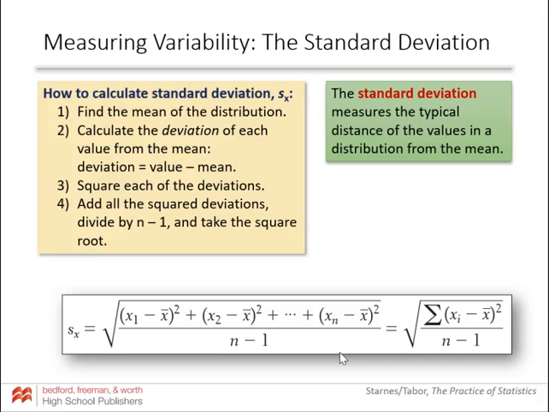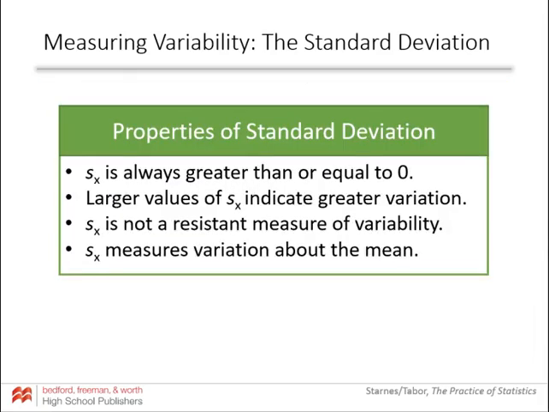I'm going to show you how to get this on your calculator in a little bit, because this formula is long and messy, and we have the technology now so we don't need to do that by hand too much. Some notes about standard deviation: it always has to be greater than or equal to 0. The bigger it is, the more variation we have in our data set, and it is not resistant, again, because it can be pulled by outliers.